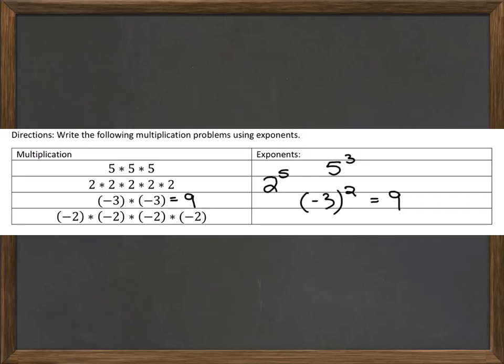Okay, now we have negative 2 times itself, and we have 1, 2, 3, 4 of these. So again, we need to use parentheses. We're going to write parentheses, negative 2, close parentheses, to the 4th power. And again, the 4 comes from the fact that we have 4 negative 2's. Okay, so remember, when we have an even number of negative signs, they become positive. You can see this by knowing that negative 2 times negative 2 is positive 4, and 4 times 4 is positive 16. Therefore, negative 2 quantity to the 4th power is going to be positive 16.